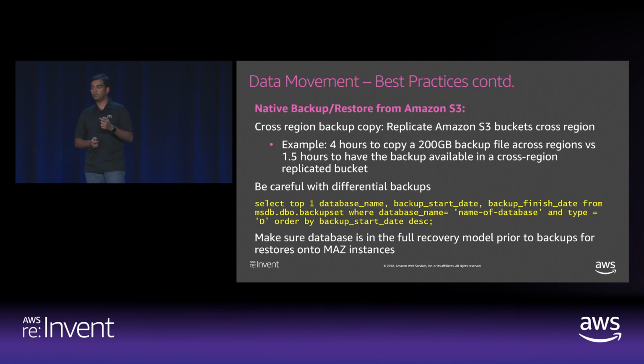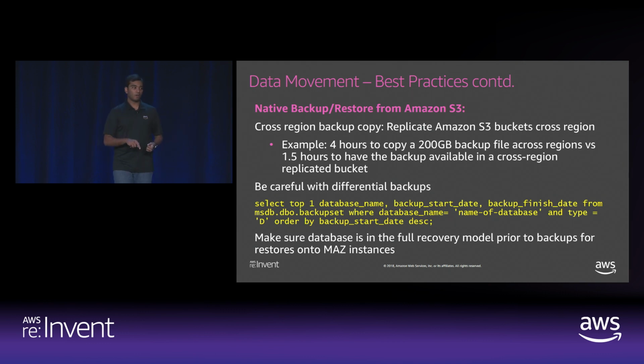For restores into RDS, if you're restoring onto an instance that is using the multi-AZ deployment model, make sure that before you do the backup on-premises, your recovery model is set to full. What we do is we take the file in S3 and restore onto the primary and secondary at the same time. On the primary, we do restore with recovery. On the secondary, we do restore with no recovery. That way, once the restores are done, we can just sync these two easily.